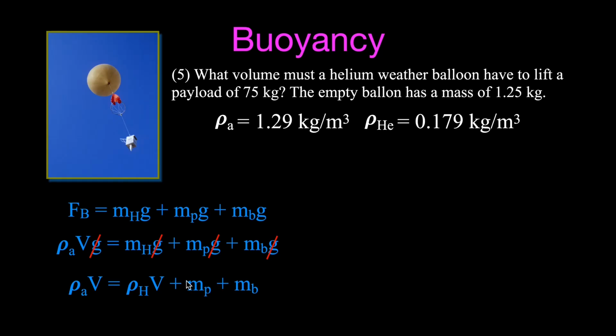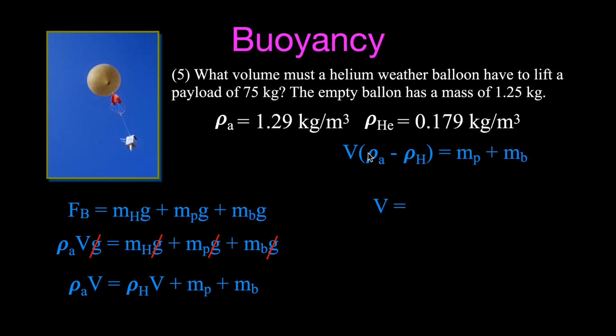Now, I'm going to do two things, because we want to solve for the volume. We have two volumes here. They're the same volume. So I am going to subtract this term from both sides to get it to the other side, and I'm going to factor the volume out. And therefore, I get the volume times the density of air minus the density of helium, because I subtracted this from both sides, so this makes this a negative term, is going to be equal to the mass of the package plus the mass of the balloon.